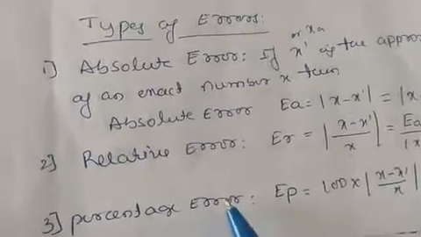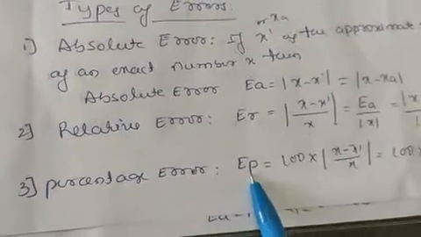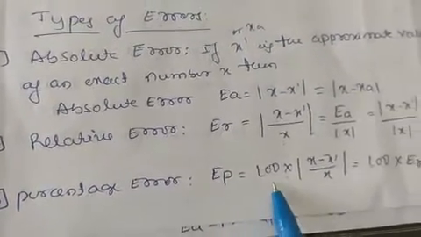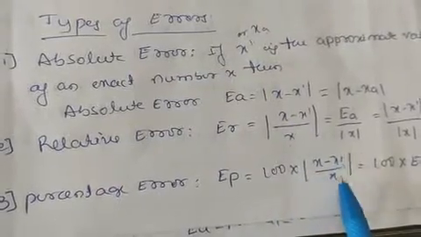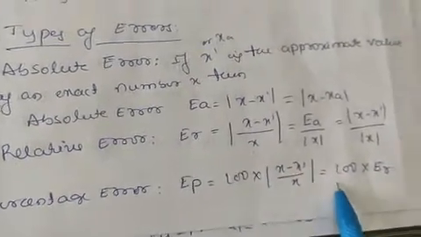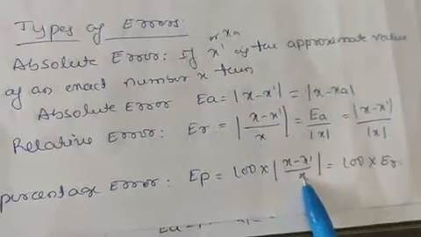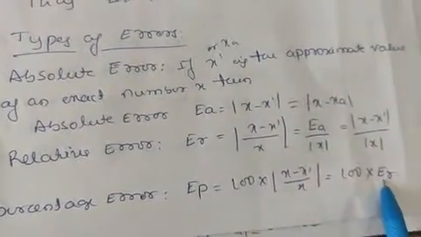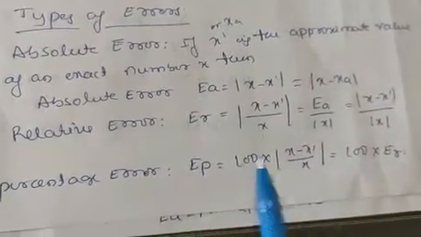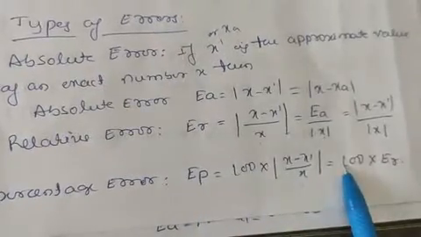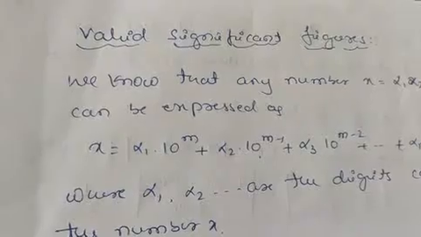Next comes percentage error. Percentage error is denoted by EP. It is equal to 100 into mod of x minus x dash divided by x. We know mod of x minus x dash divided by x is the relative error. So percentage error is equal to 100 into relative error.